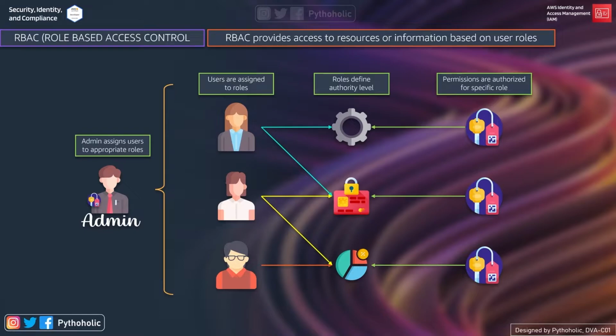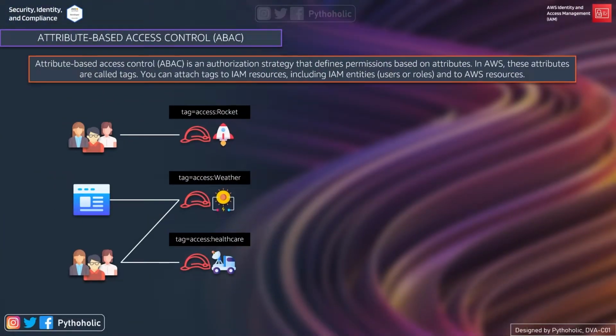Yes. And after listening to this, you might say, can we use attributes to control access via IAM? Okay, sure. If you want attribute-based access control, let's understand that. Now, what is ABAC? That is attribute-based access control. Just like RBAC is based on roles, ABAC is based on attributes. Attribute-based access control is an authorization strategy that defines permissions based on attributes. And what are attributes? In AWS, these attributes are called tags. Yes, attributes are also called as tags.